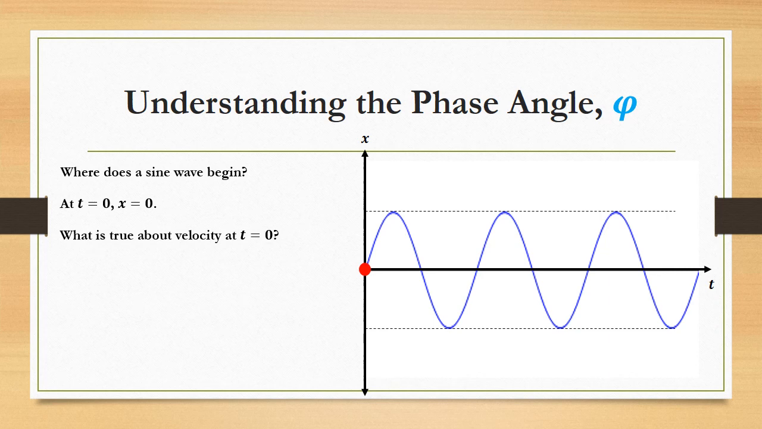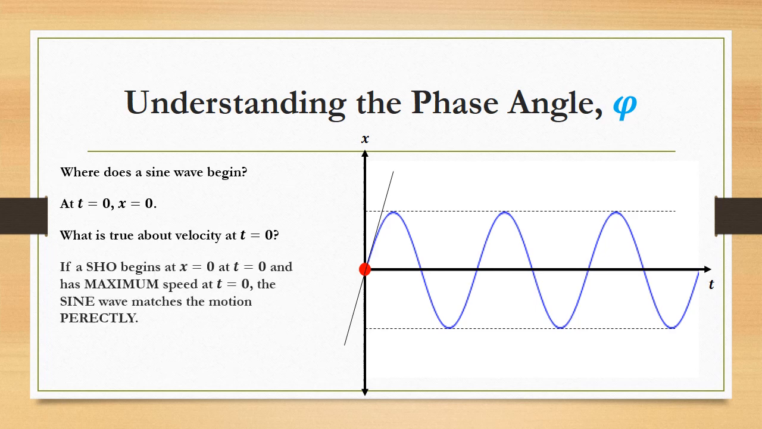What about velocity? What's true about the velocity at time 0 on a sine wave? Remember, the velocity is the slope of the tangent line on a curve, or we could say it's the derivative of position with respect to time at that instant. And on a simple harmonic oscillator, that's often abbreviated SHO. So if a simple harmonic oscillator begins at position 0 at time 0, and it has a maximum speed at time t equals 0, then the sine wave matches the motion perfectly, because that's what a sine wave already looks like.